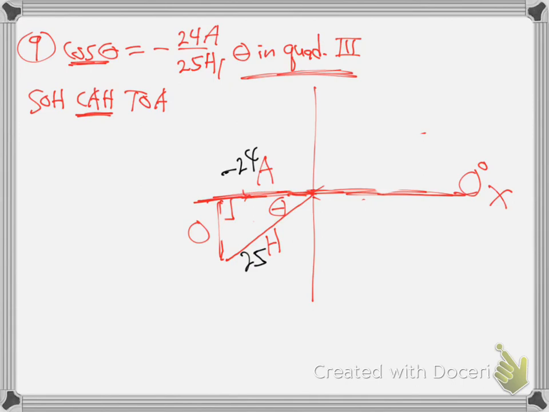Does that make sense? Why is that minus 24? Well, there's a minus on the fraction, and it's back. So, of course, it's negative. You always make the hypotenuse positive.